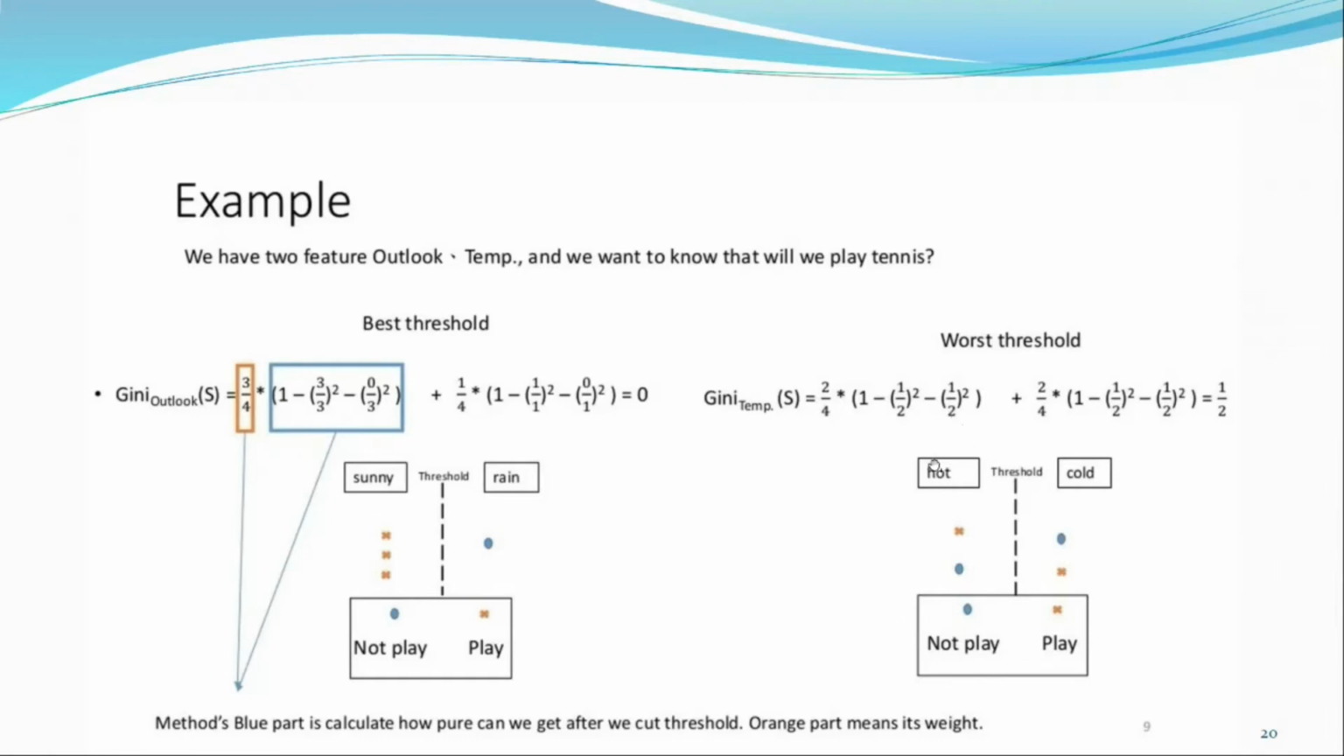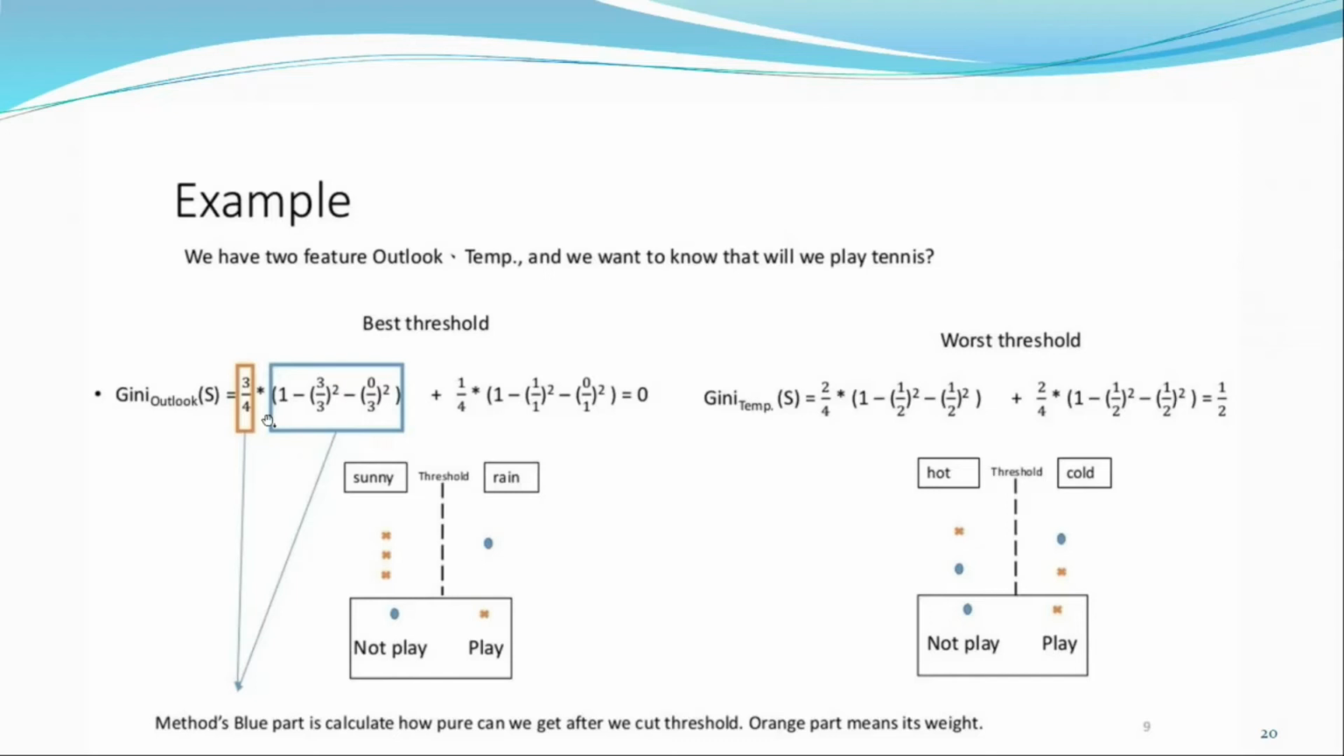So the Gini impurity of hot will be 1 minus (1/2) squared minus (1/2) squared. And the Gini impurity of cold will be the same. So the weighted Gini impurity for calculating the Gini impurity of temperature will be 2/4 into Gini impurity of hot plus 2/4 into Gini impurity of cold, that is equal to 1/2. So for this case, this is the worst threshold.